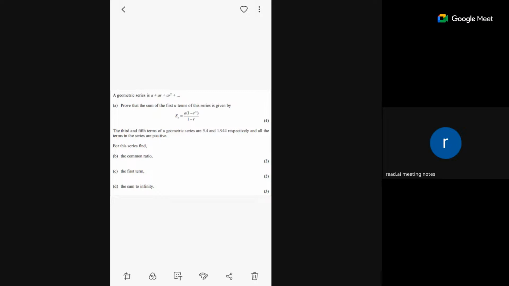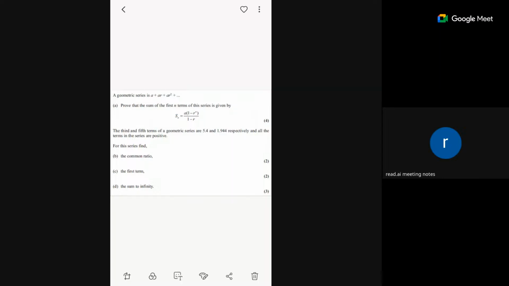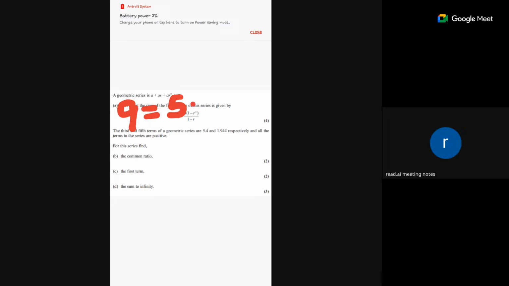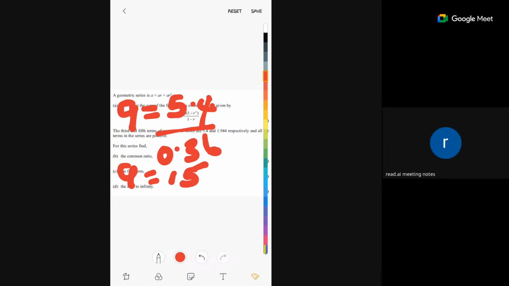Okay, the sum of infinity that I told you. The a that we are trying to calculate, you know that I said the a is equal to, we got 5.4, right? Then we said 5.4 divided by 0.36. So 5.4 divided by 0.36, a is 15. So now we got our a to be 15.